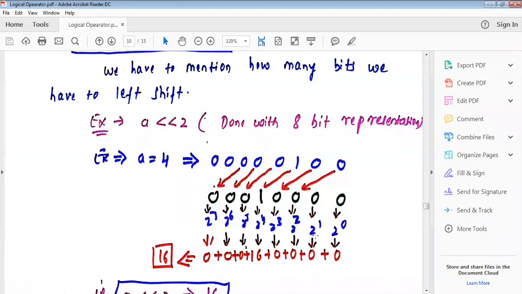So 2 to the power of 0, 2 to the power of 1, 2 to the power of 2, 2 to the power of 3, 2 to the power of 4, 2 to the power of 5, 2 to the power of 6, 2 to the power of 7. So 2 to the power of 0, 1 into 0, 0, 2 into 1, 2 into 0, 0.